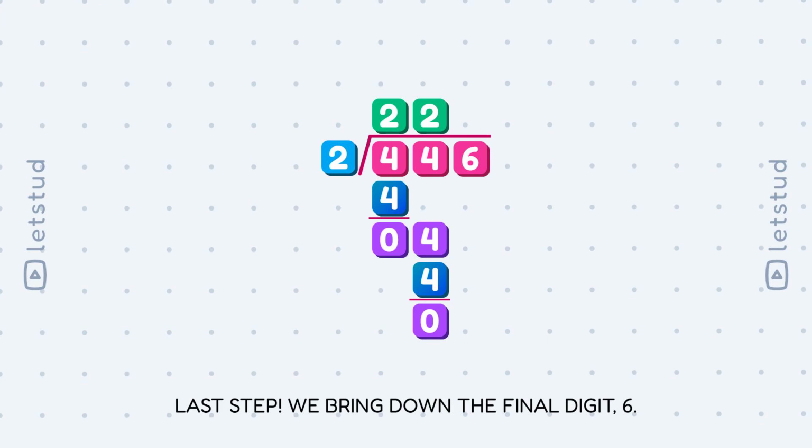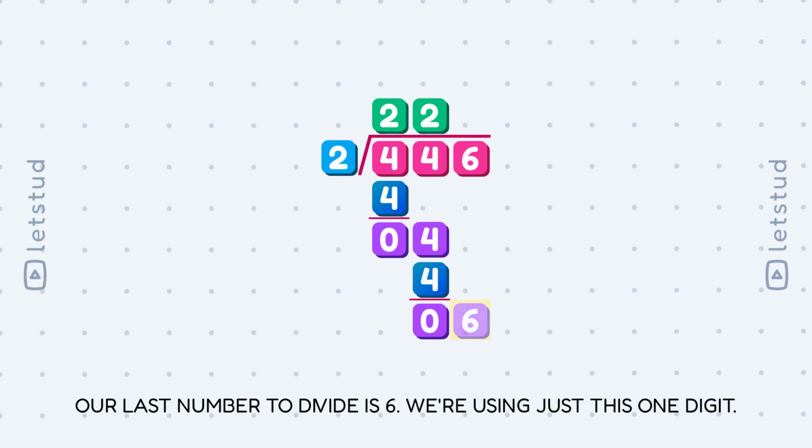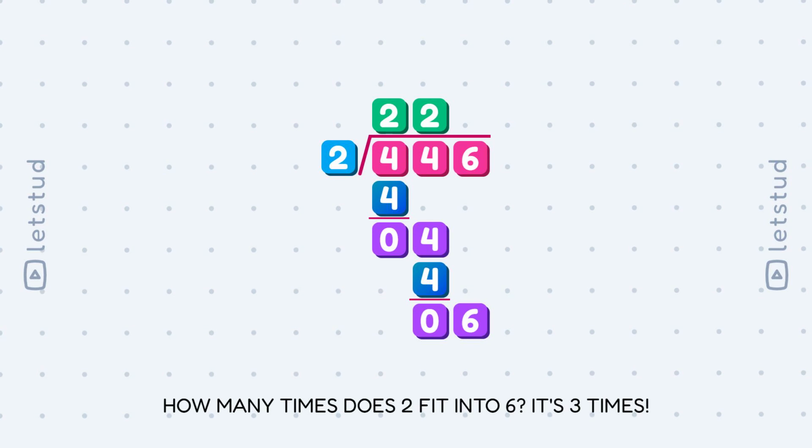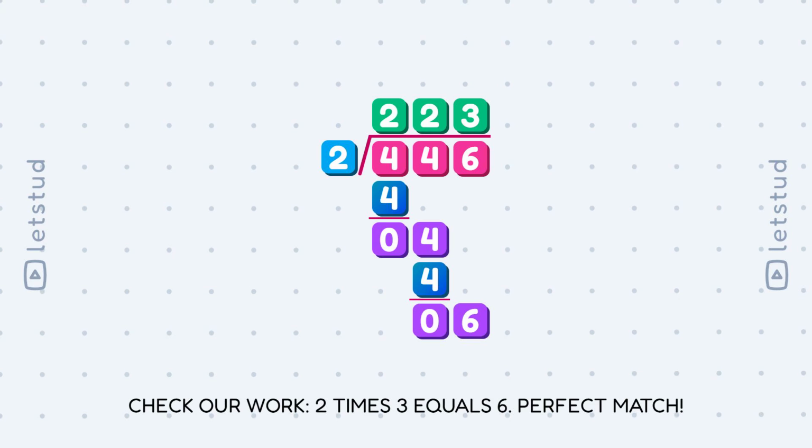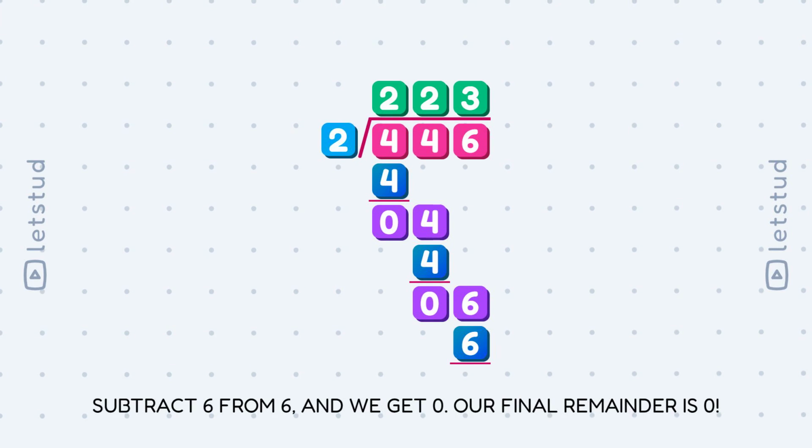Last step, we bring down the final digit, 6. Our last number to divide is 6. We're using just this one digit. How many times does 2 fit into 6? It's 3 times. Check our work. 2 times 3 equals 6. Perfect match. Subtract 6 from 6 and we get 0. Our final remainder is 0.